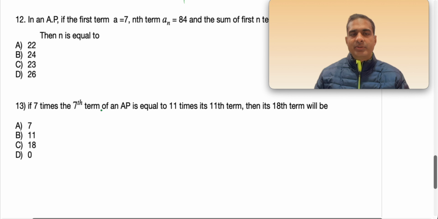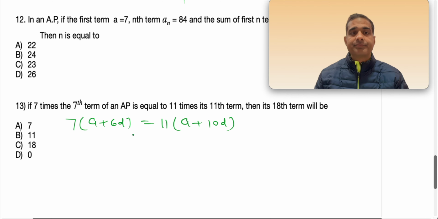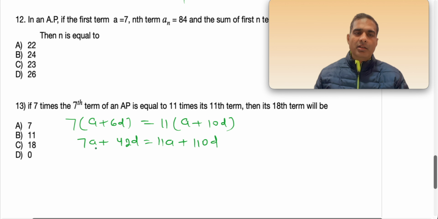So 7 times the 7th term will be 7 times a plus 6d, which is equal to 11 times its 11th term. So a plus 10d is the 11th term. If I solve this, 7a plus 7 into 6, 42d, is equal to 11a plus 11 into 10, 110d. So bring 7a to the right hand side, so it will be 11a minus 7a, and 42d, and we will bring 110d to the left side, so minus 110d.